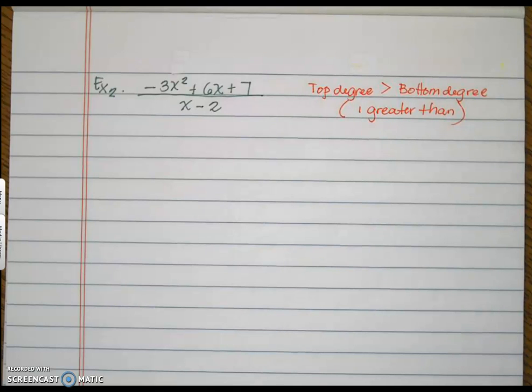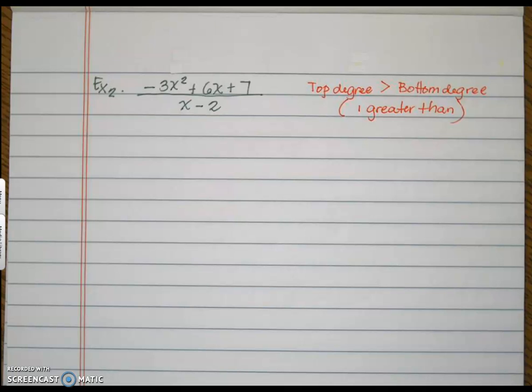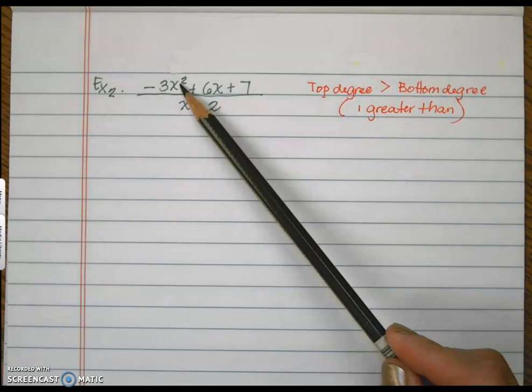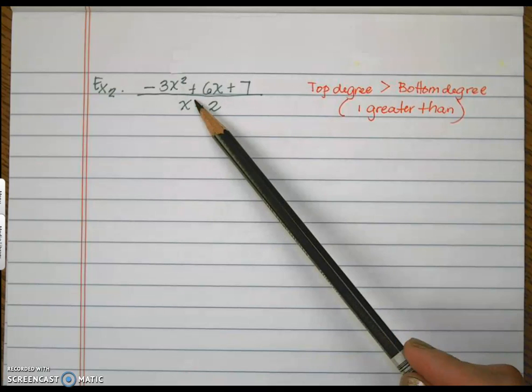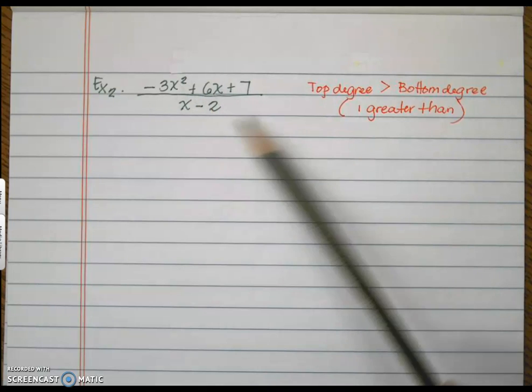Example number 2: negative 3x squared plus 6x plus 7 over x minus 2. Again, if the top degree is greater than the bottom degree by 1, which this is because this is 2 and that's 1, so 2 is bigger than 1 by 1, then we have an oblique asymptote.